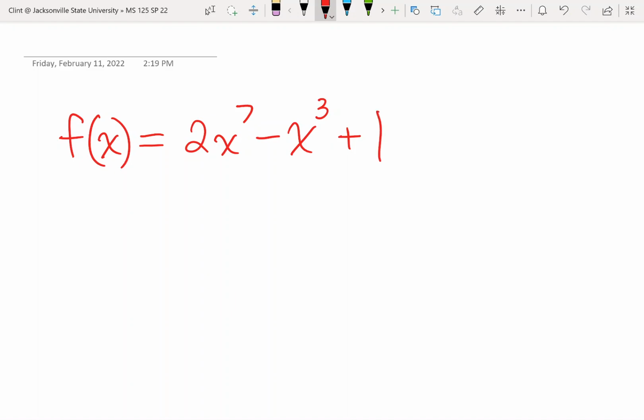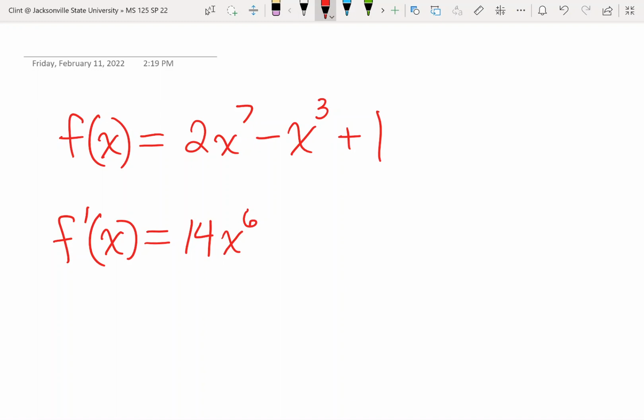Here's a polynomial. So let's find the derivative. We'll look at the first term. Multiply the exponent by the coefficient in front. So 7 times 2 is 14. And then what do we do next? Subtract 1 from 7. Yeah, so we get x to the 6th.